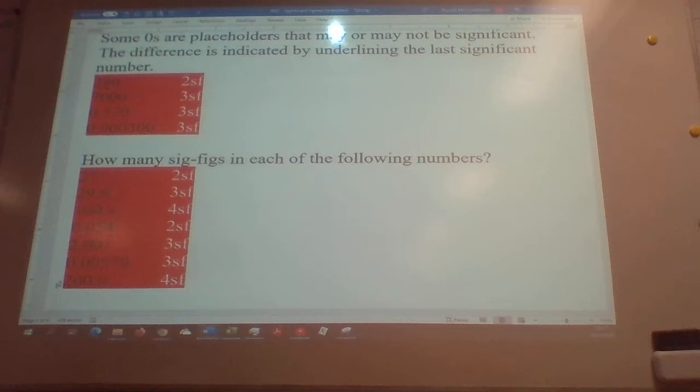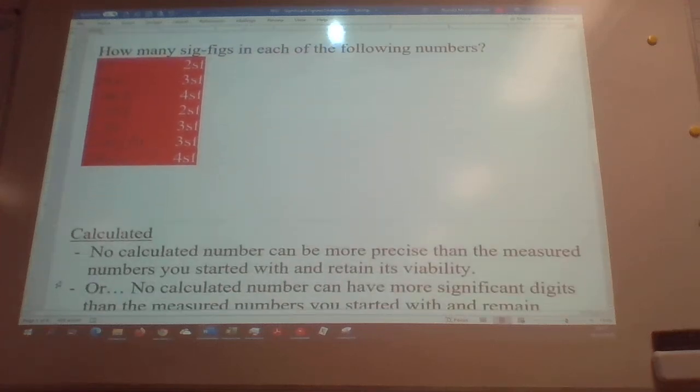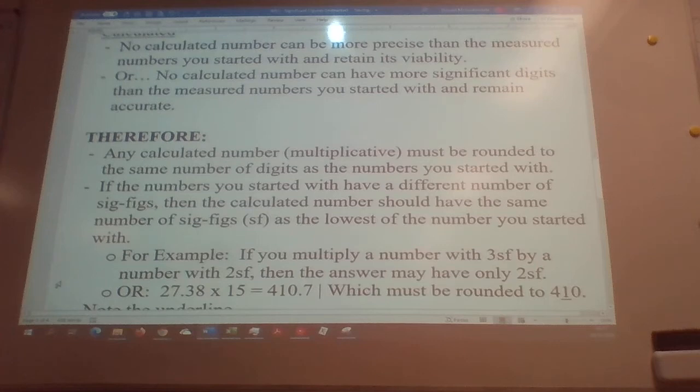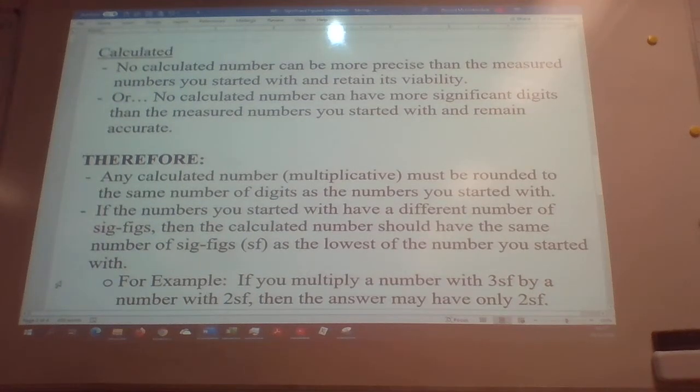The next step in this are our calculated numbers. So in calculated numbers, you take measured numbers and you're performing calculations with them. Usually it's going to be multiplication, division is going to be the main one that we're going to talk about. No calculated number can be more precise than the measured numbers you started with and retain its reliability. Calculated numbers cannot have more sig-figs or significant digits than the measured numbers you started with.